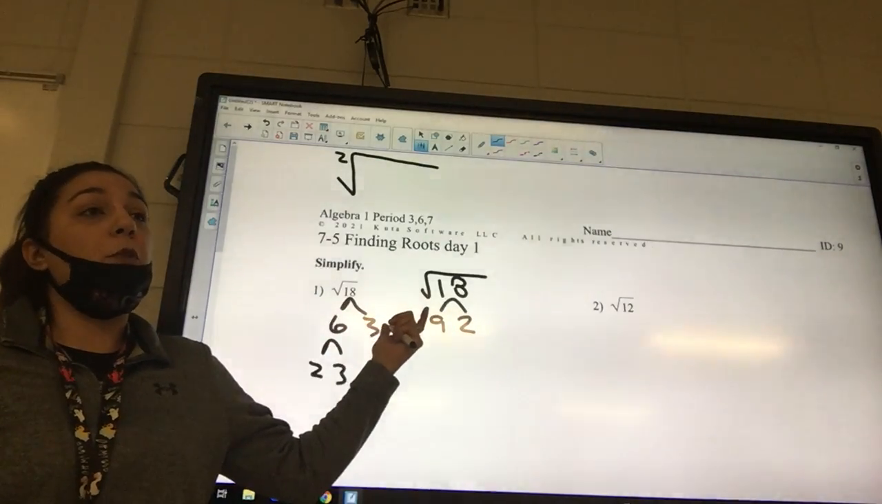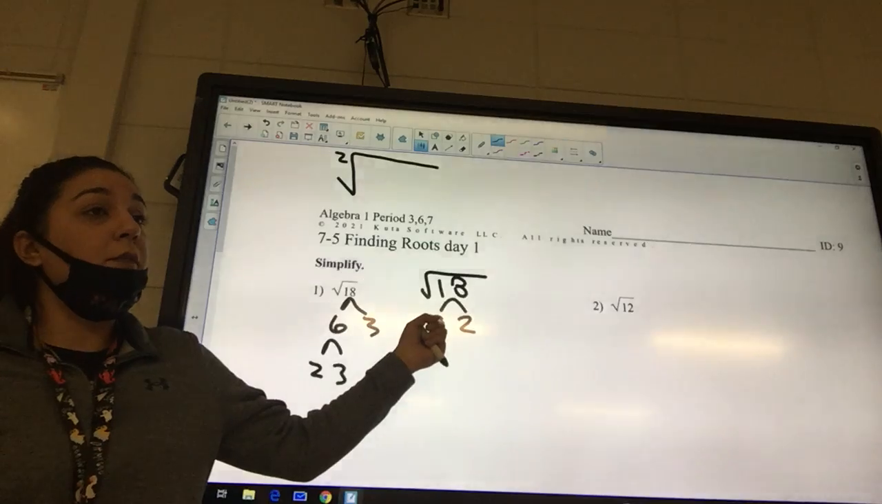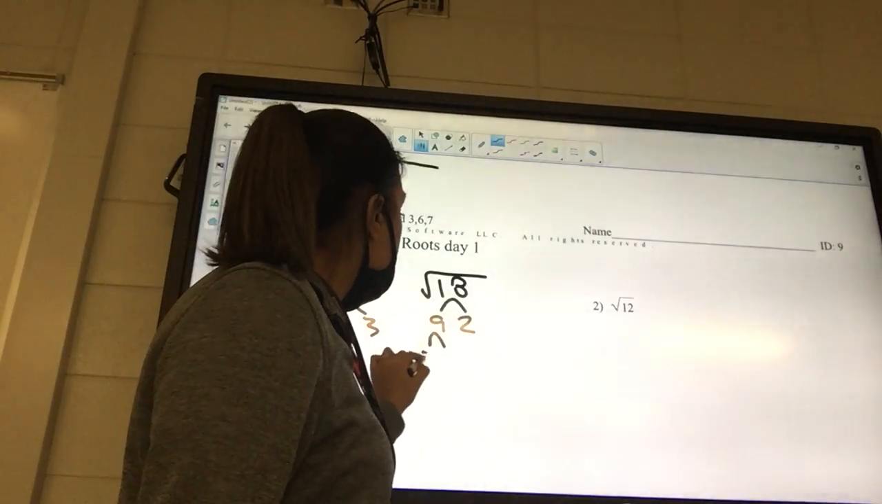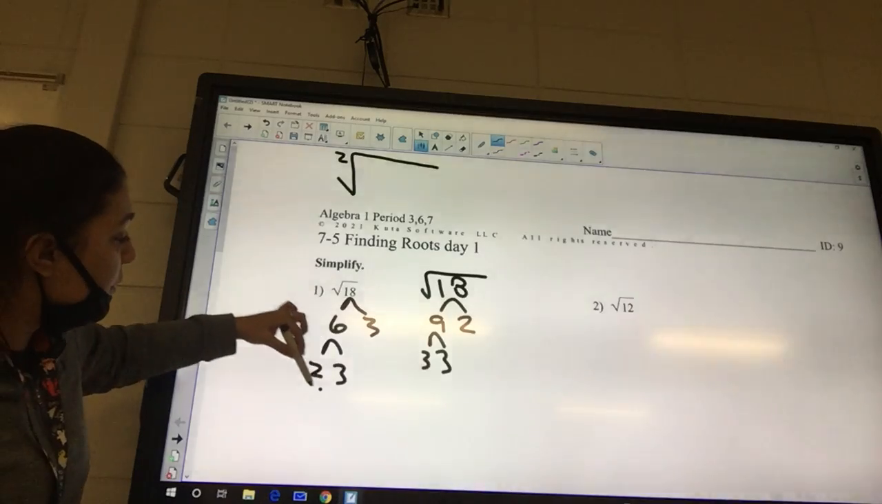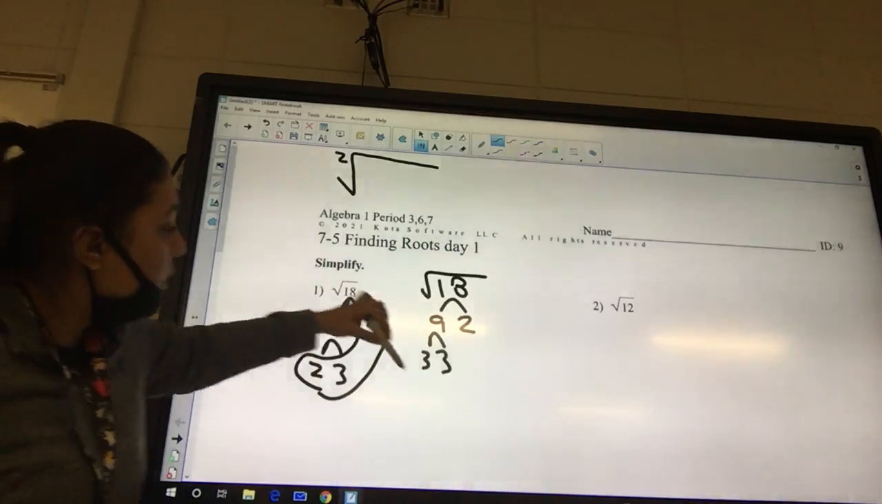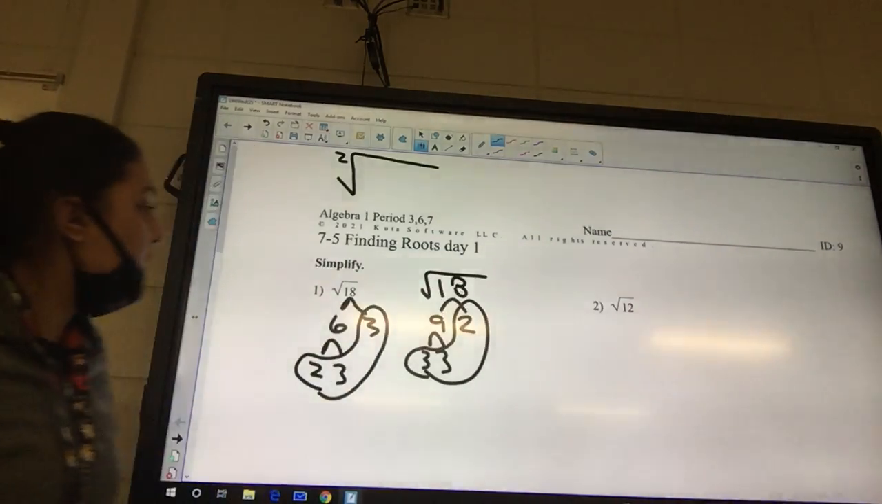Let's look at this one, because we're going to do it both ways, since I want you to see that it works no matter which numbers you pick. What are some factors of 9? 3 and 3. So whatever way we look at it, we have these numbers: 2, 3, 3, or 3, 3, 2. It works out the same.